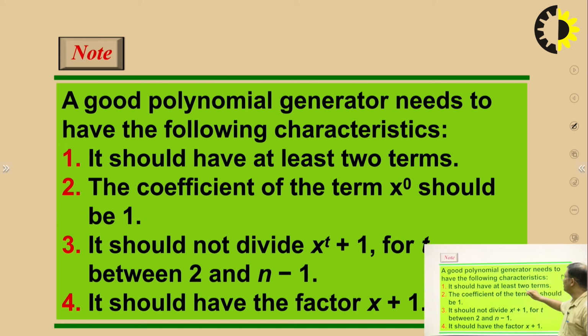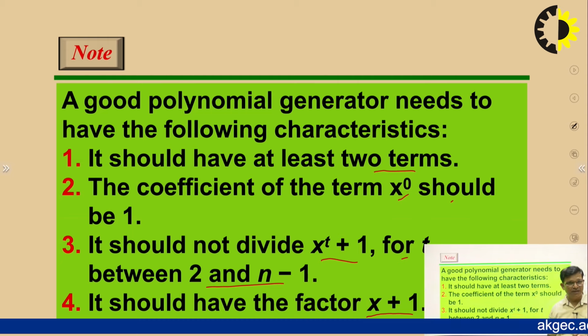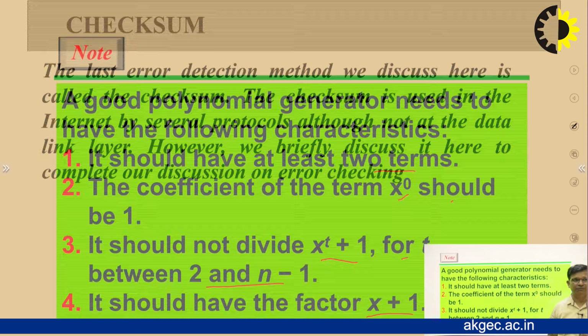It should have at least 2 terms, minimum 2 terms. The coefficient of the term x to the power 0 should be 1. X to the power 0 can be treated as a 1. It should not divide x to the power t plus 1 for t between 2 to the n minus 1. And it should have a factor of x plus 1. So these 4 are the thumb rules to decide the divisor, or we can say polynomial generator.